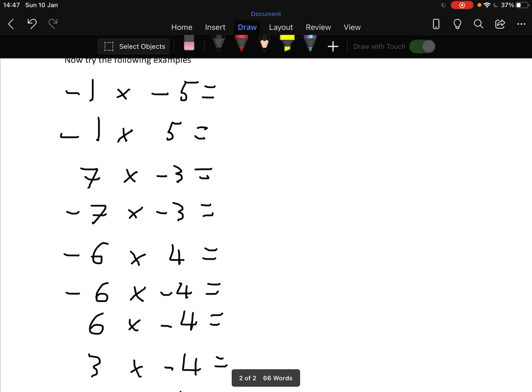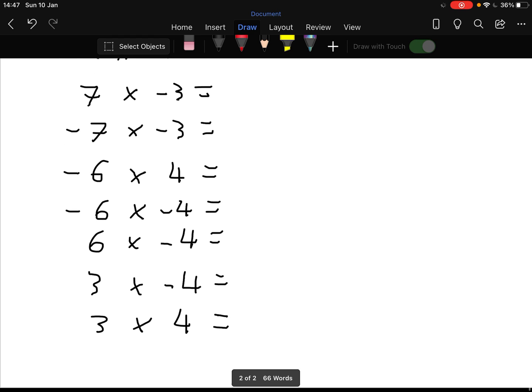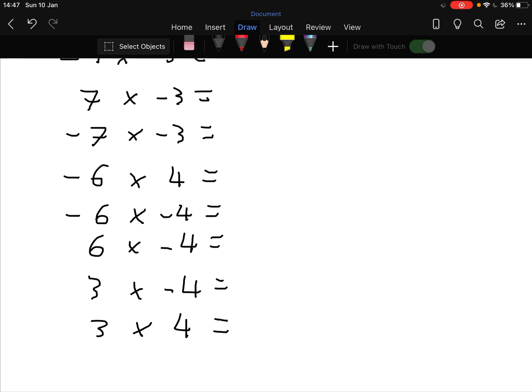Minus 1 multiplied by minus 5. Minus 1 multiplied by 5. 7 multiplied by minus 3. Minus 7 multiplied by minus 3. Minus 6 multiplied by 4. Minus 6 multiplied by minus 4. And 6 multiplied by minus 4. Two of them are going to be the same. Which two? 3 multiplied by minus 4 and 3 multiplied by 4.